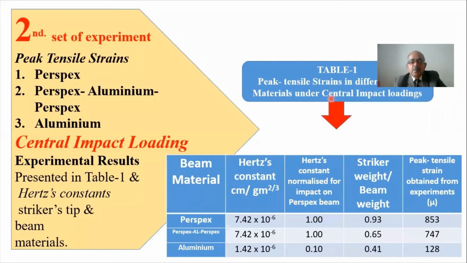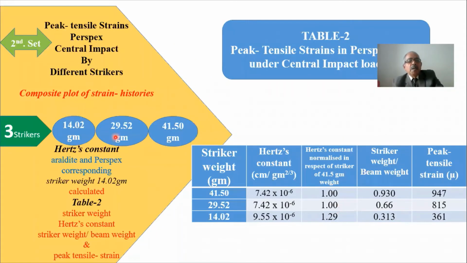So this table consists of the peak tensile strain for the three beams and the striker beam weight ratio, and the Hertz constant, normalized as well as the real one, is being shown in the diagram. The other table is marked by different strikers on a perspex beam, having 14.02 gram, 29.52 gram, and 41.5 gram strikers.